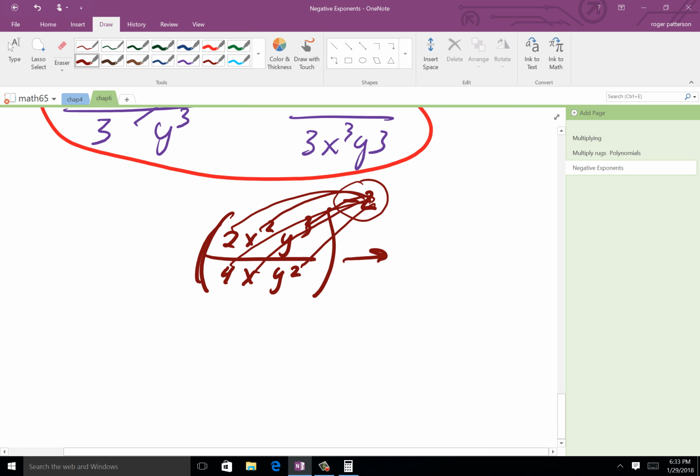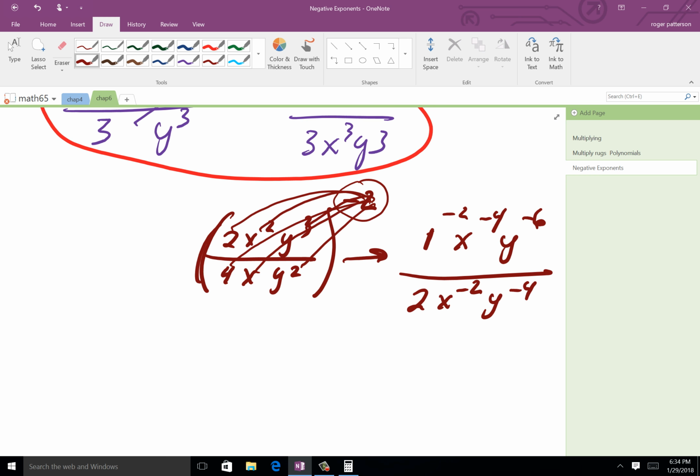Each one. Okay, it looks kind of like a mess, but that's what you would do. So I would have 2. I guess I could probably reduce this. So I'd have 1 to the negative second, x to the negative 4, y to the negative 6, over 2, x to the negative second, y to the negative fourth. All right, so then you would take this negative 2, you're applying those laws, right? Reduce 2 times 2, 2 times 3, 1 times 2, 2 times 2, and then we get this mess.